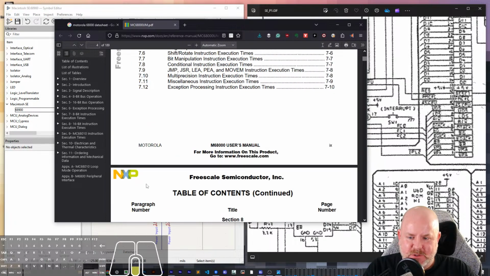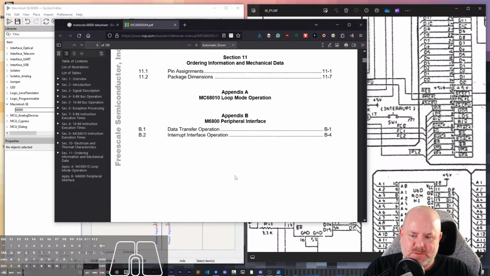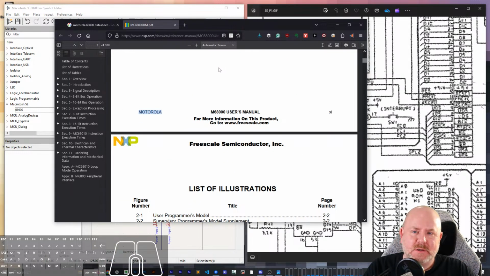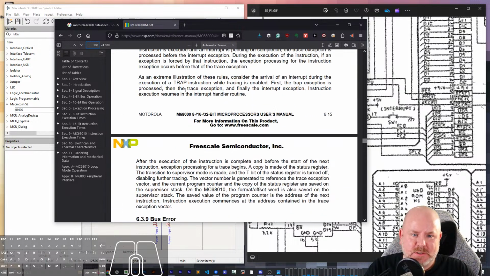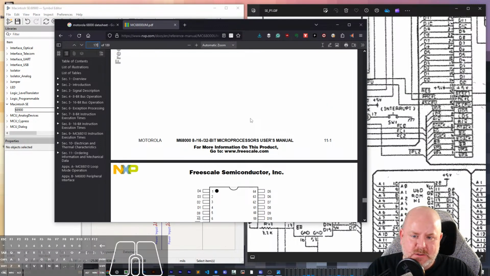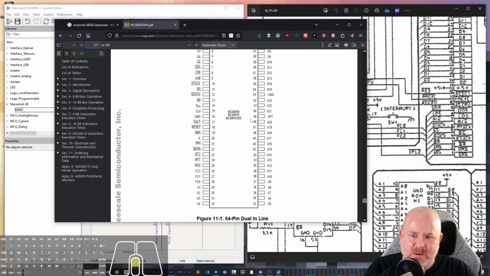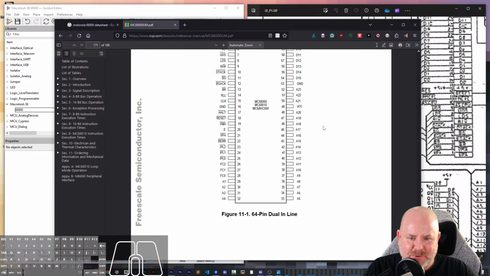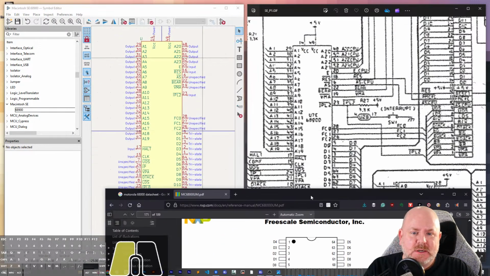Let's see if we can just quickly find a pinout. Pin assignments 11-1. All right. What page are we on? Let's go to page 100. Where's that put us? All right, let's go to 170. Oh, there we are. Okay, look at that. So it's not in the same order. Well, of course it's not. Why would it be in the same order? That makes no sense.